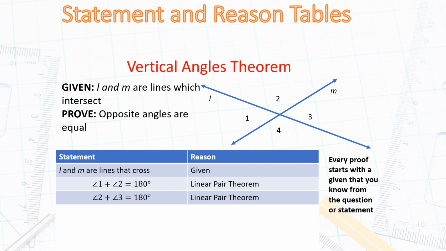So actually I'm going to prove 1 and 3 are congruent in this one, so I'm going to show that this one and this one are the same. So 1 plus 2 is 180, true, because that's a straight angle, and then 2 plus 3 is 180 because this is a straight angle, so angle addition postulate and linear pair theorem tell us that must be true.